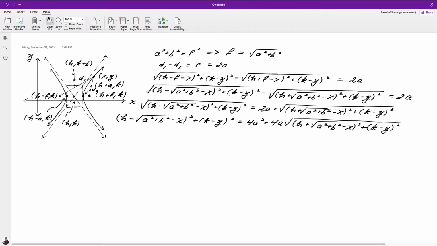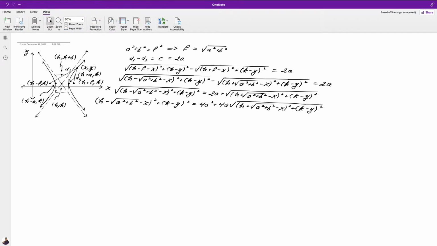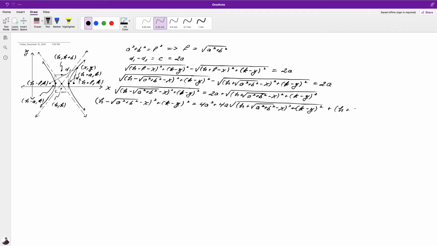Okay, let's maybe zoom out a couple of steps so I can squeeze in this term. Again, just dropping the radical and expressing the radicand because I'll be squaring it. So it's h plus the square root of a squared plus b squared minus x all squared plus, of course, the quantity k minus y all squared. Okay, let's check that carefully and make sure we've committed no errors.